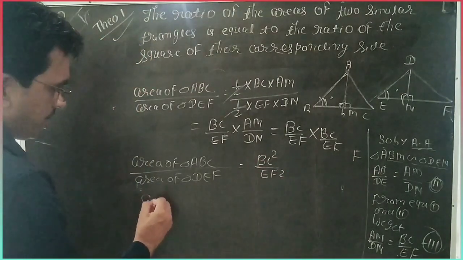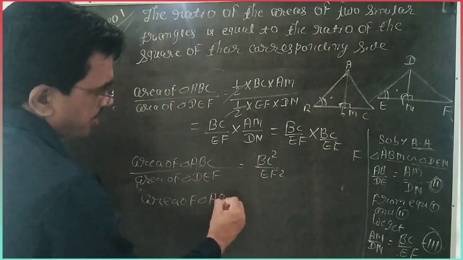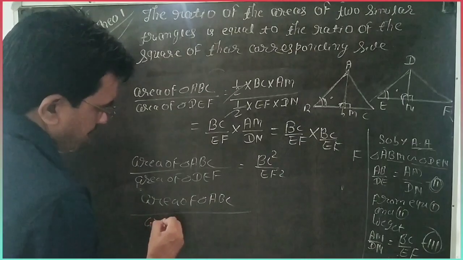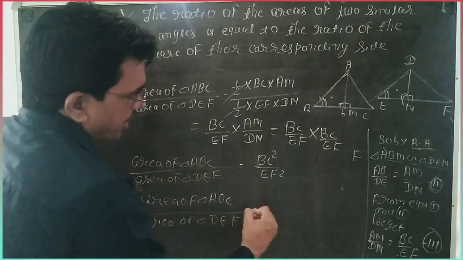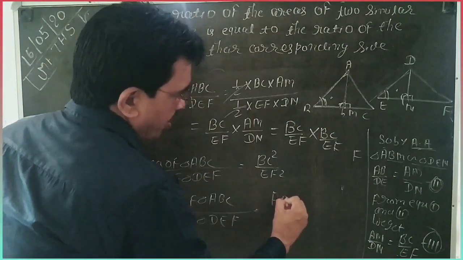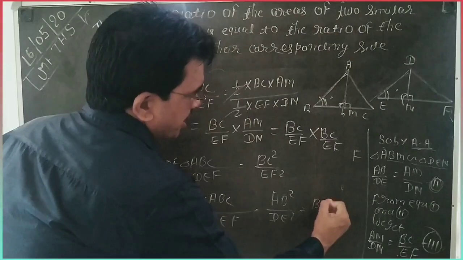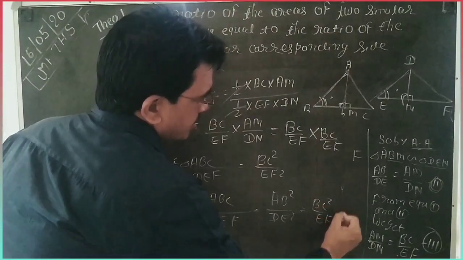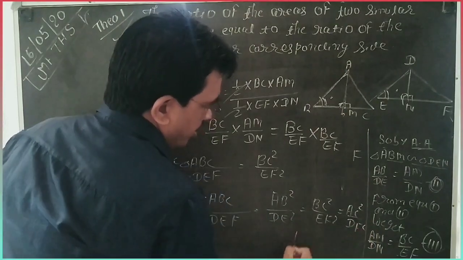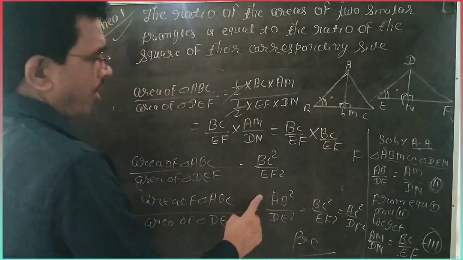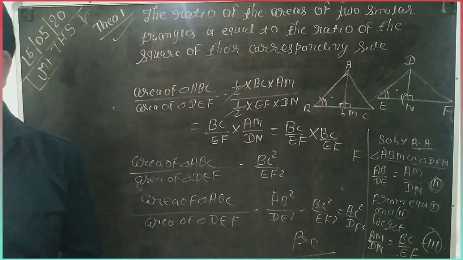Similarly, you write the other ratios: AB square by DE square is equal to BC square by EF square is equal to AC square by DF square. Proved, because all our ratios are equal due to similarity.